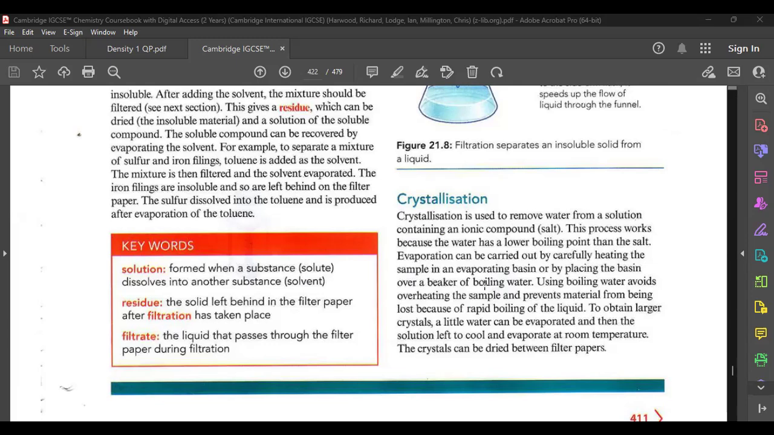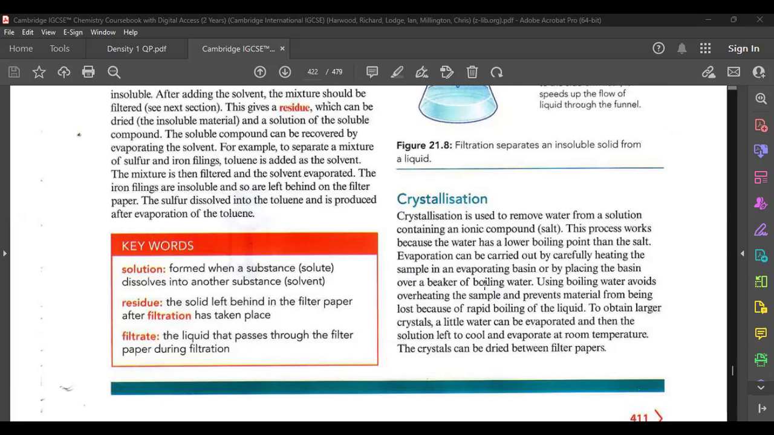How does it work? We know that water has a lower boiling point compared to the salts. Sodium chloride has a higher boiling point than water. Magnesium sulfate, copper sulfate, and magnesium chloride all have higher boiling points than water. So this is again a separation technique on the basis of boiling points. What do we do? Evaporation can easily be carried out. How? We heat the sample in an evaporating basin.